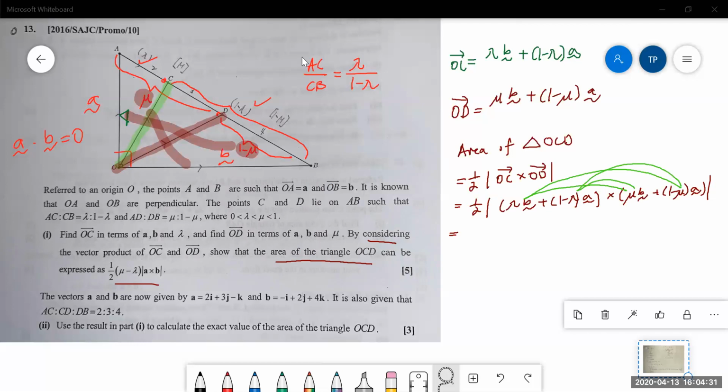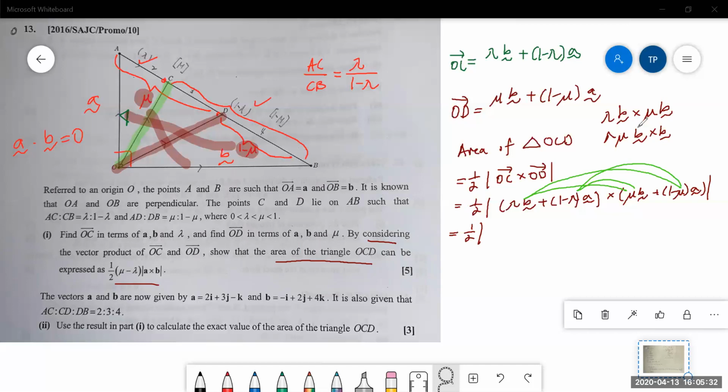Make sense? Okay? So we are going to use lambda B cross mu B. Okay, let's take a look here first, before I even write it down. Lambda B cross mu B, you are going to have lambda mu B cross B, right? What is B cross B? Mod B, mod B. No, this is cross, you're talking about dot.